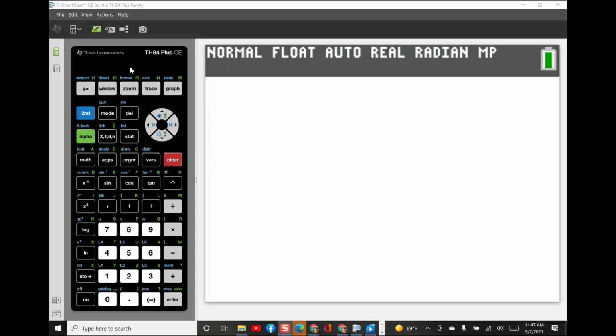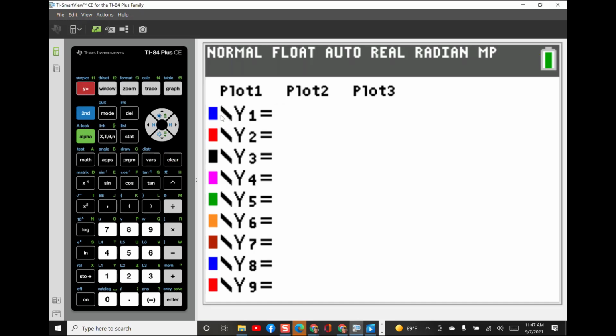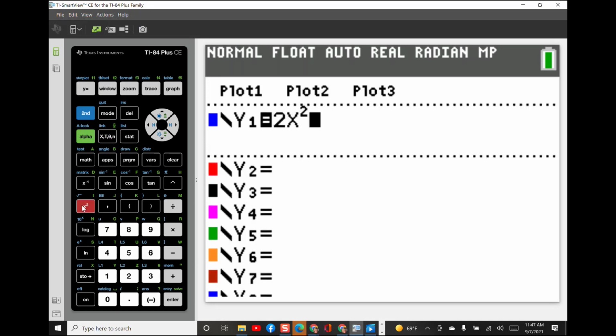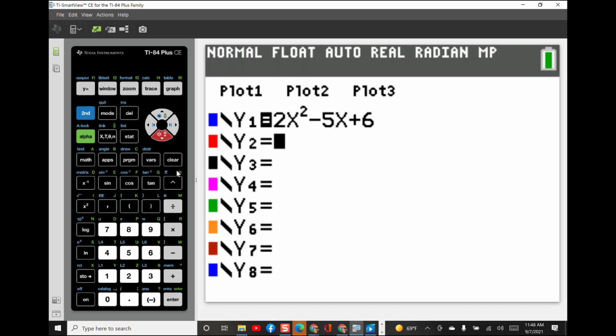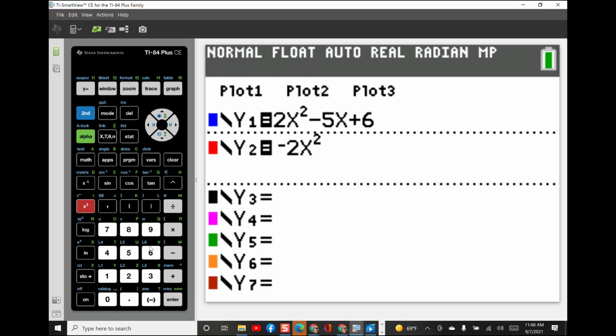So the first thing I'm going to do is go to my Y equals, and I've got to type in my two functions. So f of x is 2x squared minus 5x plus 6. Notice I'm hitting this variable button that has all of those little labels on there, X, T, theta, and n. That's the first equation. Then I'm going to scroll down to the second line and put in negative 2x squared minus x plus 30. A really important thing with Texas Instruments: you have to hit this button for the negative, not the subtraction.